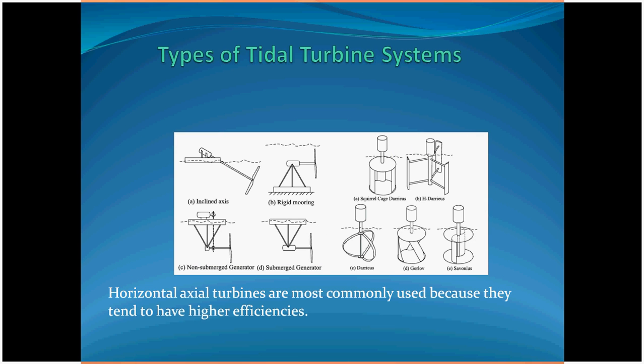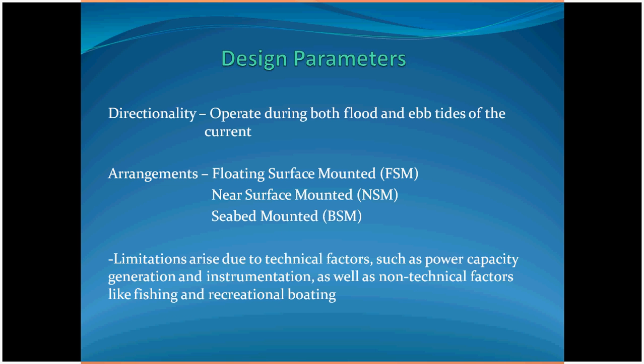Since most tidal power plants use the axial design, I'll mainly focus on them. This is because of their higher output efficiency. Now, there are several ways they can be designed based on their parameters. The first way is based off their directionality. You have to account for the fact that you must design the turbine to operate both during the flood and the ebb tides of the cycle. This will be explained in more detail further down.